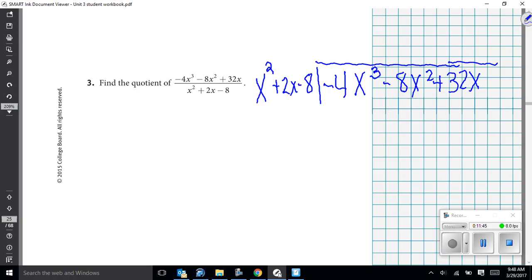All right, so we have x cubed, x squared, x, and then we have a 0 on the end for our number. So make sure you add that because we may need that place value. All right, so looking at this, we're going to follow the same process. Our first term is x squared. X squared times what is going to give us negative 4x cubed?